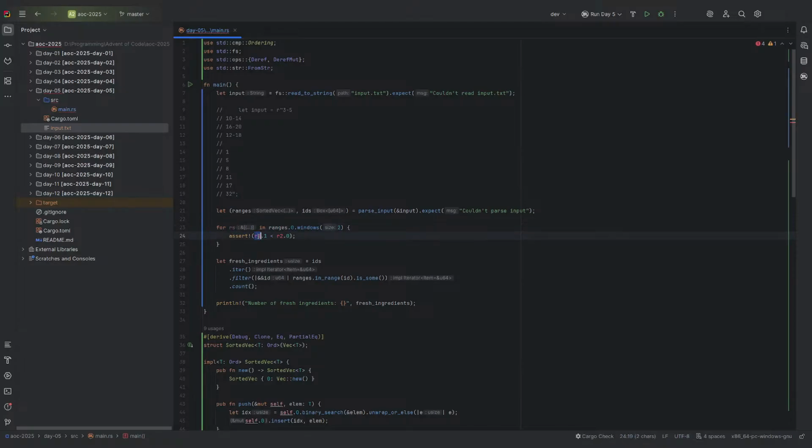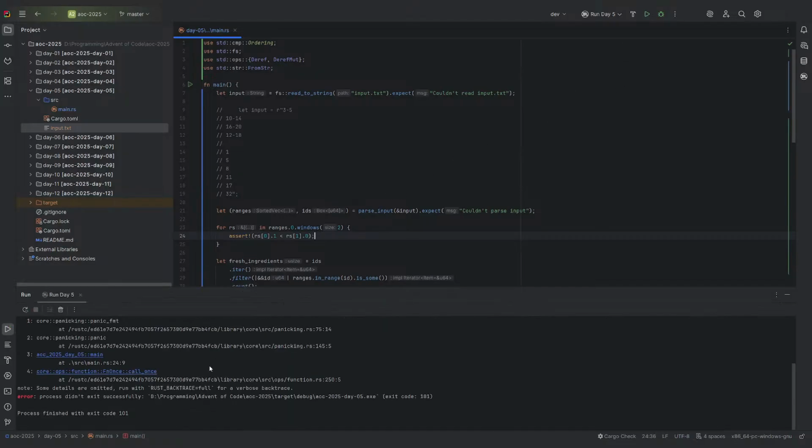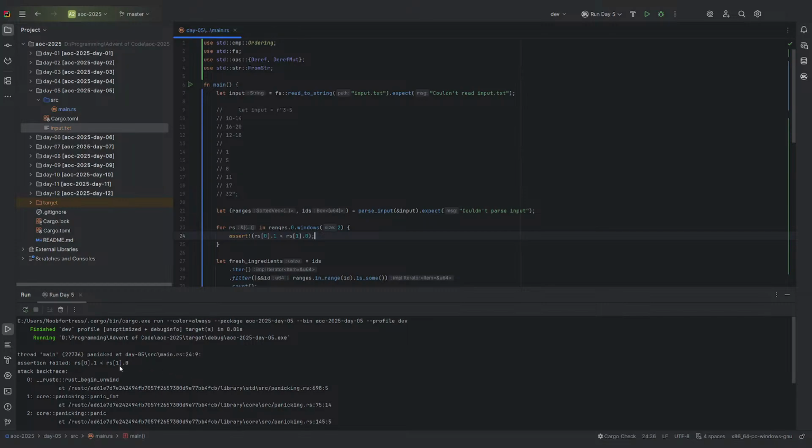Can do that. This should always be true. Ah. Now that is interesting.